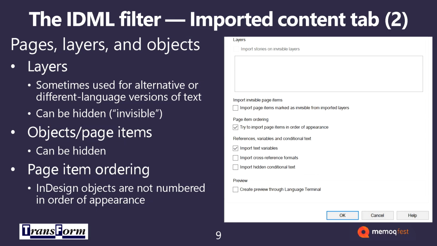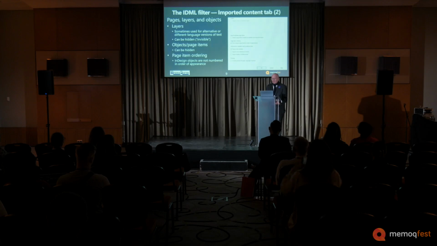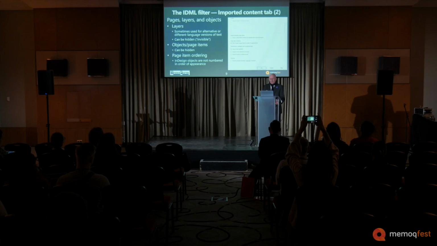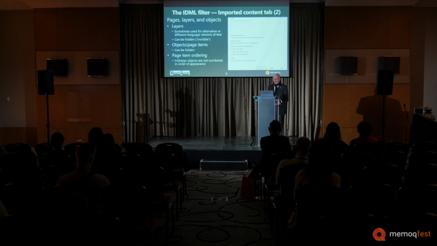The next section controls the import of layers, used for alternative or different language versions of text, instructions for printing, whatever. Here, visible layers are imported by default, invisible layers are not. You can select which invisible layers are to be imported. Page items are called objects in InDesign. They include text and graphic frames. Visible page items are imported by default, invisible page items not. These settings also affect layers and objects on parent page spreads.